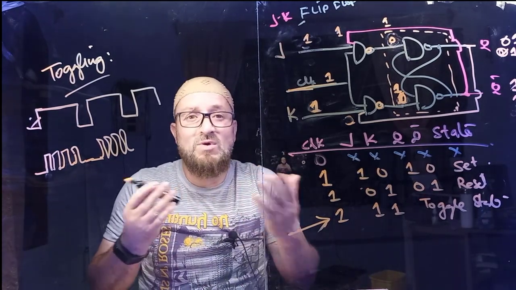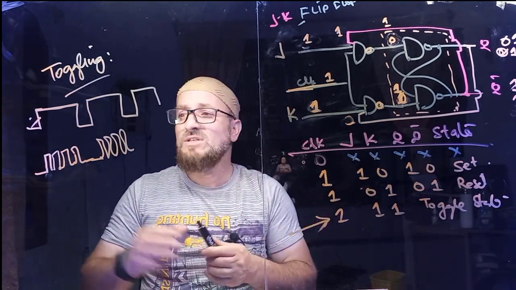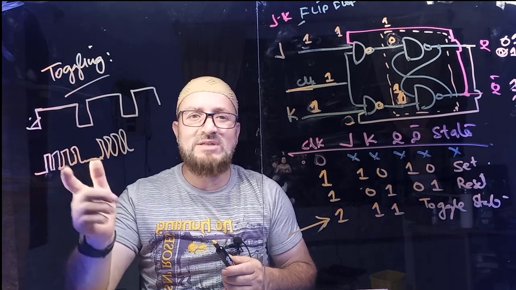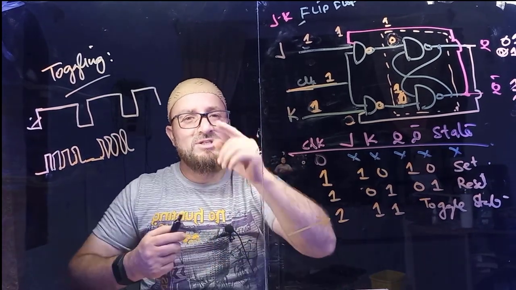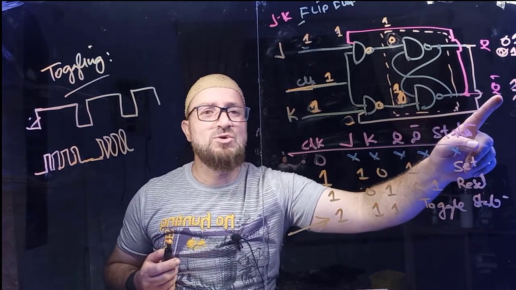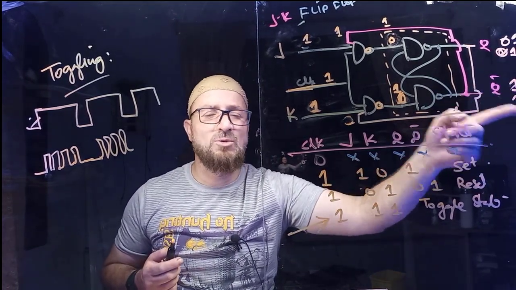Because what we want to do? We want that in single clock pulse it toggle once only. So we can say if it was set, it will become reset. ठीक है ना? अगर ये 0 था ये 1 बनेगा. इस तरह से Q कंप्लीमेंट भी, अगर 0 था तो 1 बनेगा, 1 था तो 0 बनेगा.